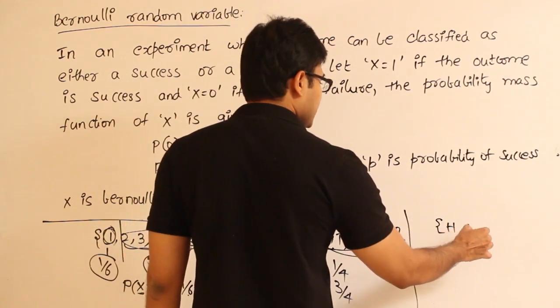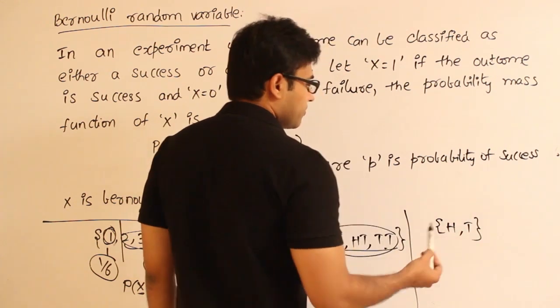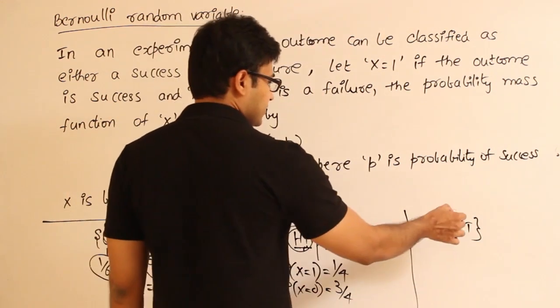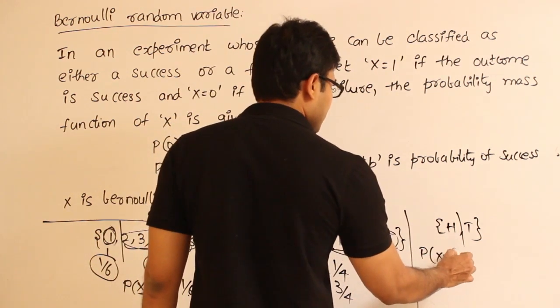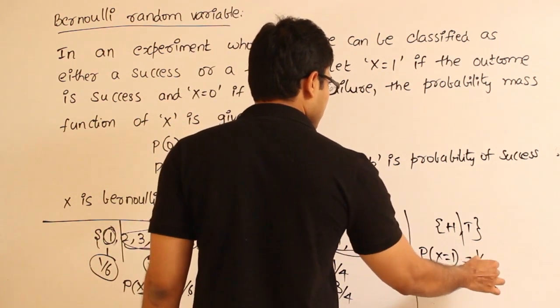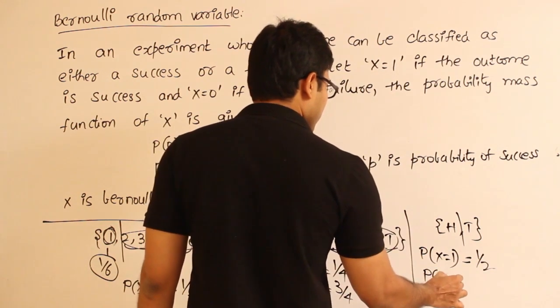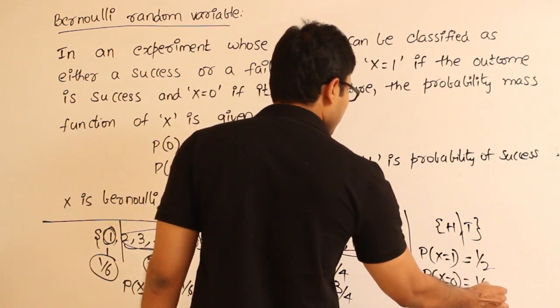Or you can simply take it like this: maybe your experiment is flipping one coin. Then what is the sample space? Head and tail. Then you might have picked head as success and tail as failure. Then what is the probability of success? If it is a fair coin, the probability of success is going to be 1 by 2. The probability of failure, if it is a fair coin, is also going to be 1 by 2.